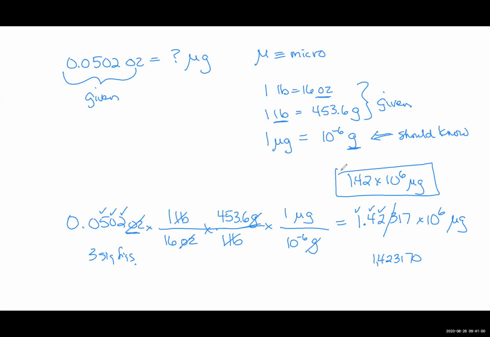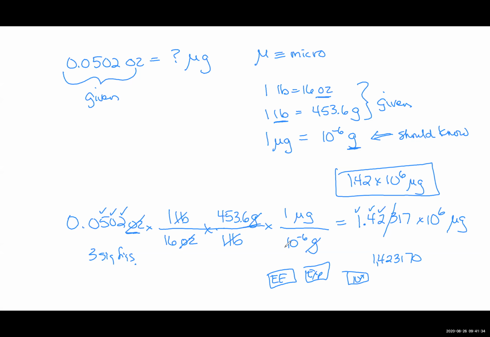When you're punching this into your calculator, one thing I just wanted to point out is that you're going to have to punch into your calculator 0.0502, then hit divide by 16, then hit times 453.6, then hit divide by 10 to the minus 6. Now, when you're punching in 10 to the minus 6, remember your calculator might have an EE or an EXP button, or it might just have a 10 to the X button. You can use any of those buttons to get 10 to the 6 punched into your calculator, but make sure that you hit divide by it first.